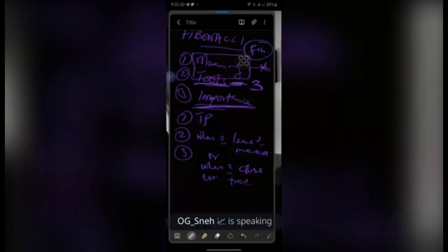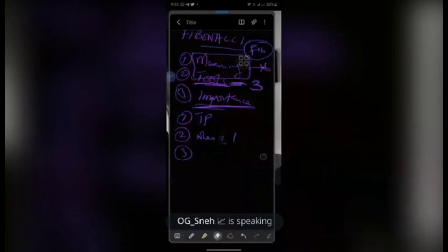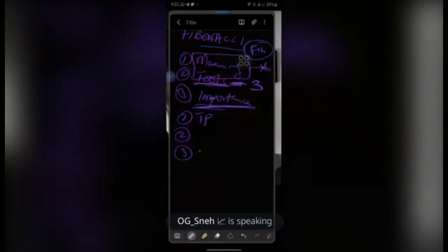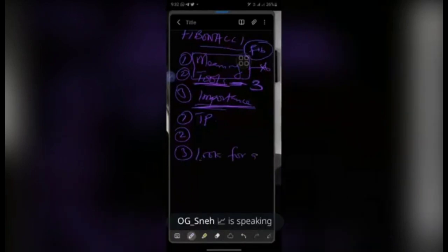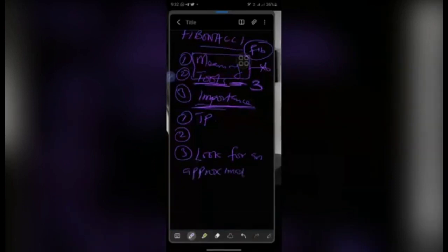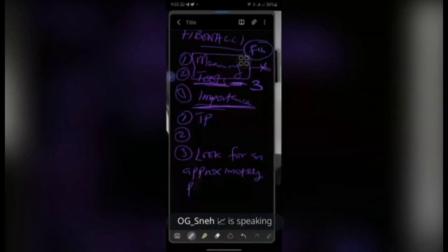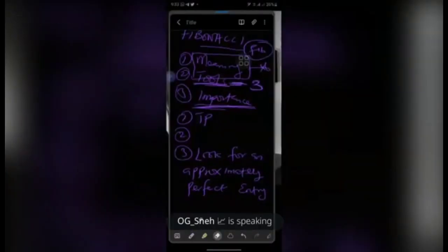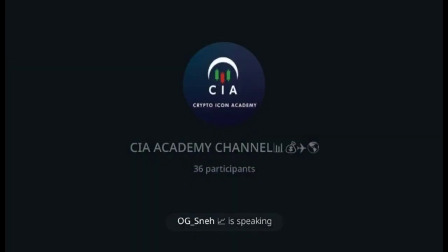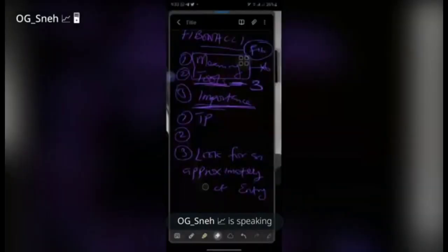Then what of the third one? We use it to enter the market, to look for an approximately perfect entry. Are you feeling me? Yes, we are with you. So those are the importance of the Fibonacci. Now I say we should take one and talk more on it.